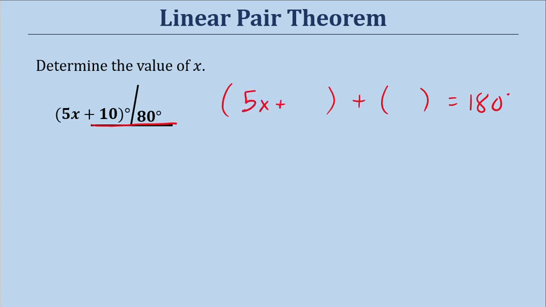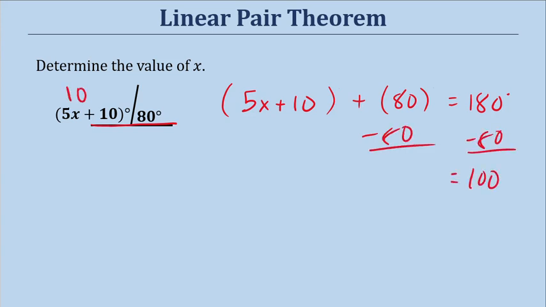In this case, that's 5x plus 10 plus 80. From here, we could subtract the 80 from both sides and get 100 and say that this angle is 100, so 5x plus 10 is 100. That is one way to solve it.